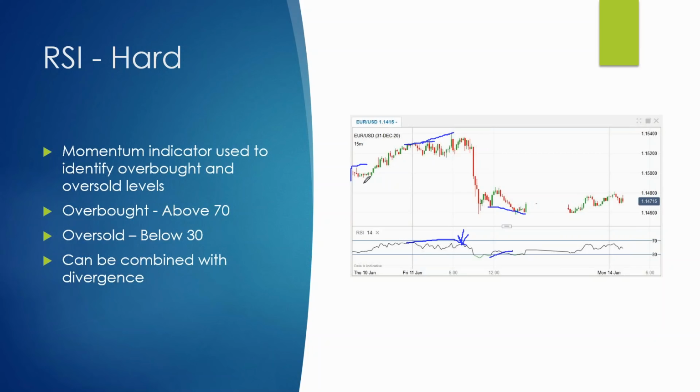Just a brief example of a consolidation is over here. You have a little bit of consolidation here, and you can see the RSI is just kind of doing this. It makes it very, very hard to actually trade that.